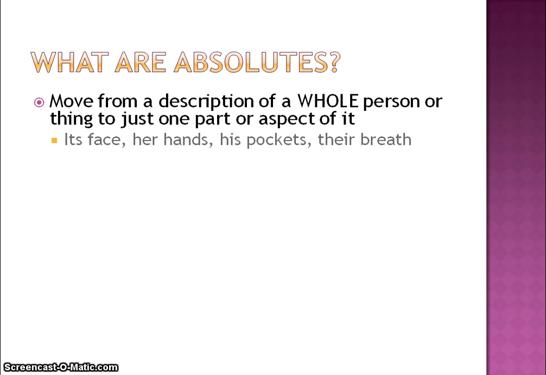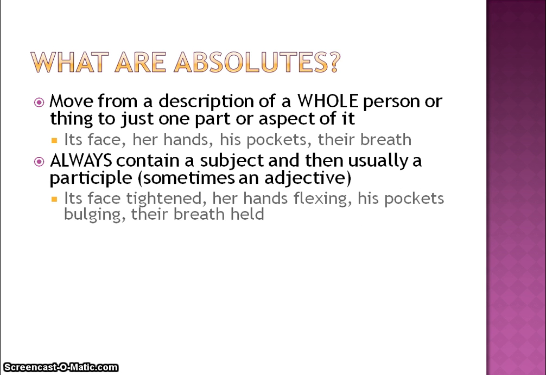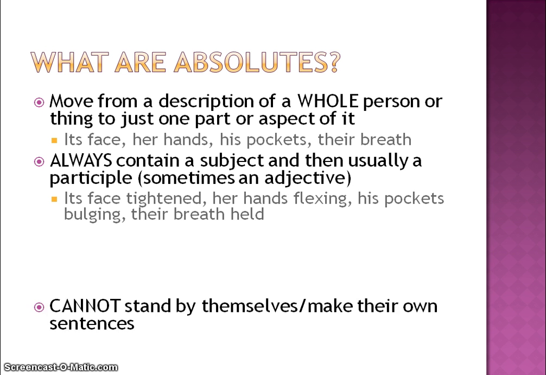Absolutes move from a description of the whole person or thing to just one part or aspect of it. So you notice in each of those examples, you moved in from a general description to its face, her hands, his pockets, their breath. And absolutes always contain a subject, and then usually a participle, sometimes an adjective. Its face tightened, her hands flexing, his pockets bulging, their breath held. So you've got that subject, the noun, and then you've got a participle.